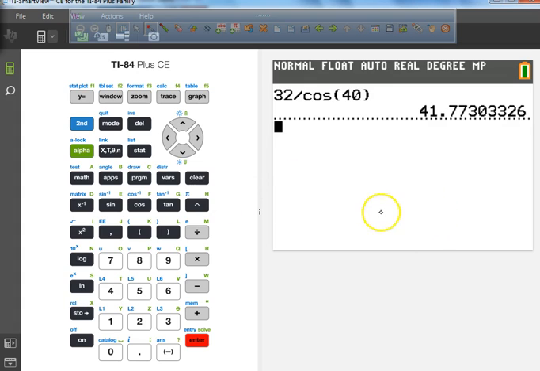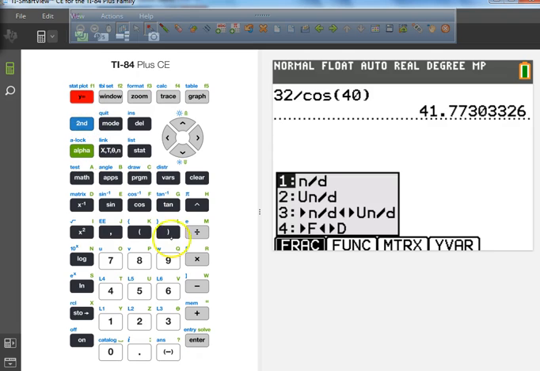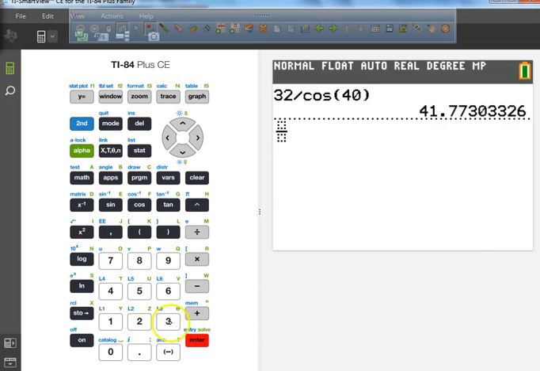Now, the other thing you could do is you could do alpha y equals enter. And you do a 32 up here, and you put the cosine of 40 right there.